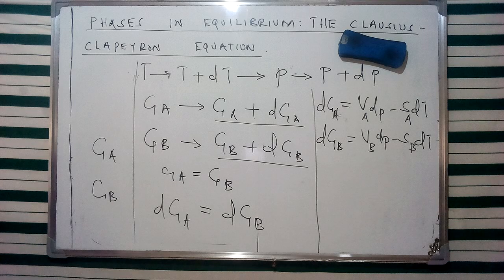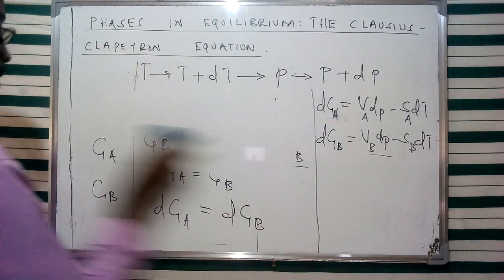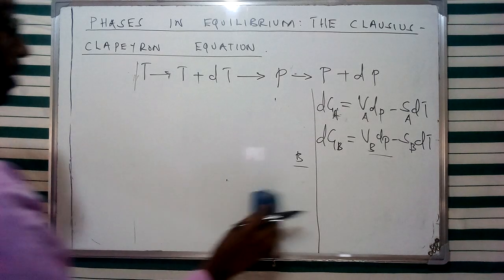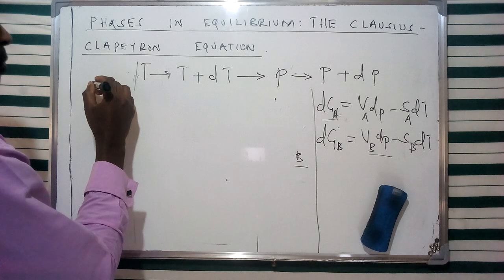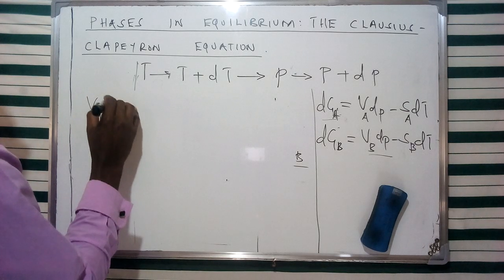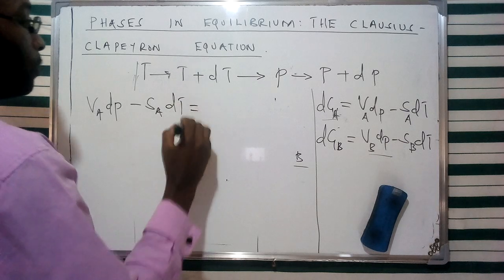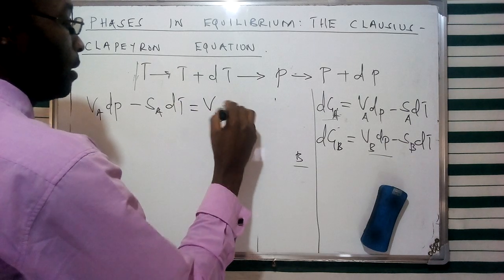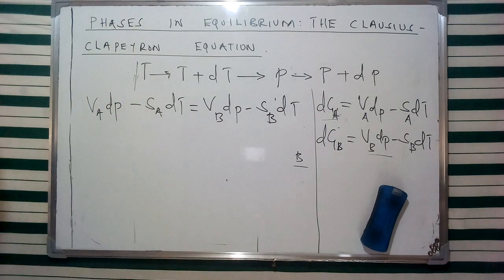So we can achieve that by having, of course, an equation that is going to represent the two, whereby I hope this one is clear. So we are going to have a relationship that is going to represent the two variables, or the two phases, whereby VA dP minus SA dT is equivalent to VB dP minus SB dT at equilibrium.